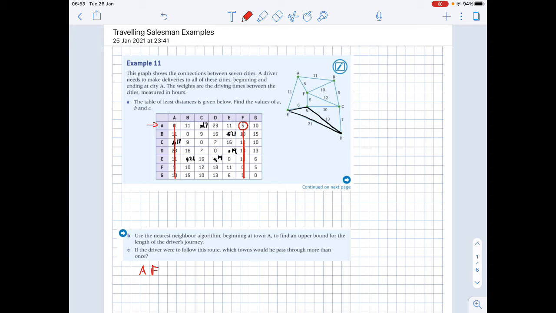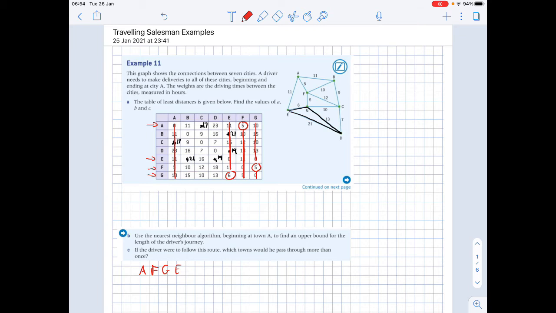Then we say, okay, now we're at F. What is the next shortest distance? We're just going to keep taking the shortest distance every time. So the next shortest distance is at G. We cross everything out, write down G, and then we look at G and say, where's the next shortest distance? It is E.